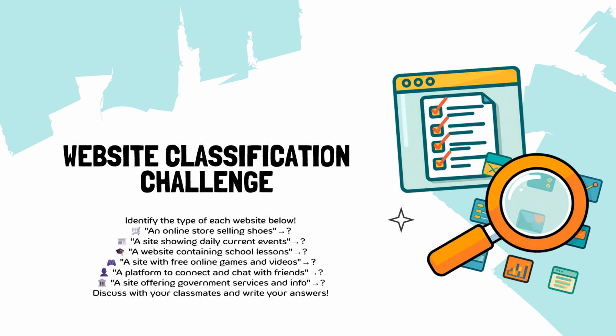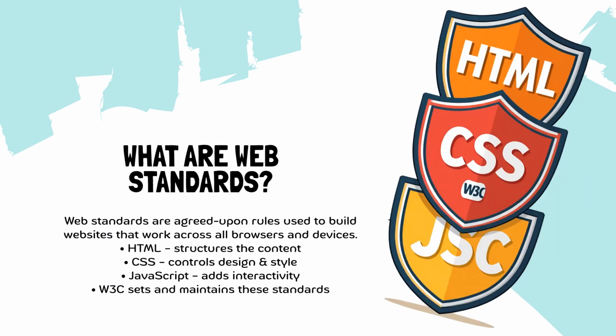Okay? Number 1, what is your answer? E-commerce. Number 2, what is your answer? News. 3, educational. 4, entertainment. 5, social networking. 6, government. So how many did you get correct? I hope everyone got it right. Let's move on.